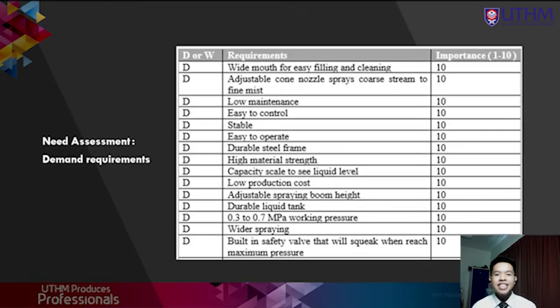usage. Need assessment. Need assessment is gathering and analyzing data of customer requirements from various related sources from literature and market research. This assessment is divided into two parts, which are demands and wishes. This table shows the demand requirements, and we got 15 demands for our project, and the demands are low maintenance, easy to control, stable, and others.